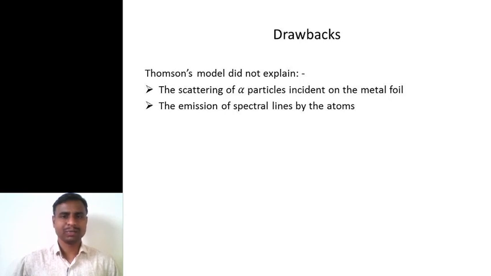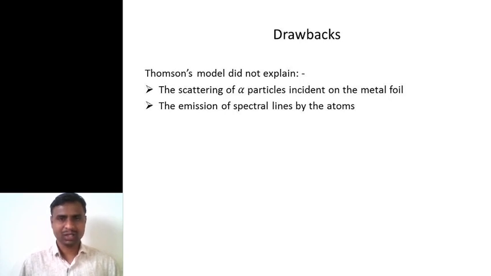The Thomson model did not explain the emission of spectral lines by the atom. He just stated that there is a vibratory motion of the charged particle, but he did not explain the relative intensities of the spectral lines, or the different wavelengths of light emitted due to the vibratory motion of a charged particle. So these are the drawbacks that the Thomson atomic model has.